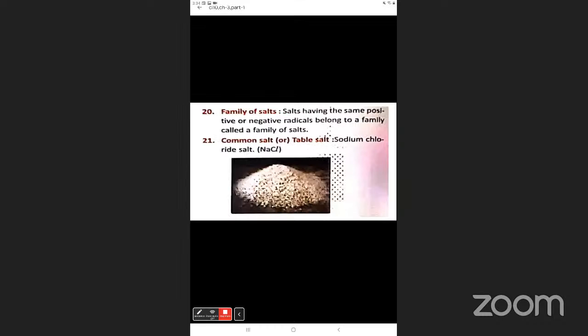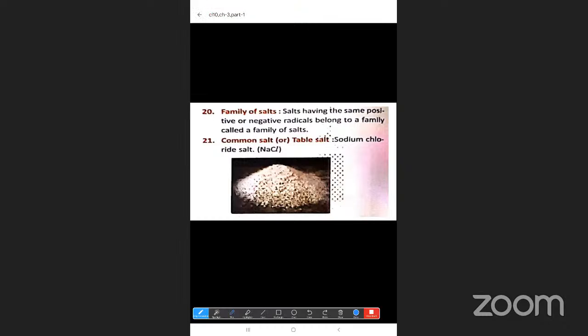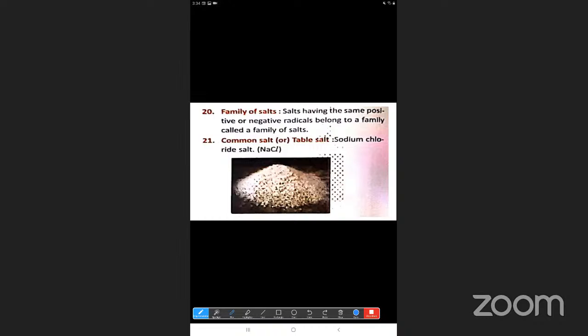So next one, family of salts. Salts having the same positive or negative radicals belong to a family called a family of salts. If all salts have the same positive ions and the same negative ions, they all belong to one family, so we call those salts a family of salts. There the number of positive ions and negative ions are equal.